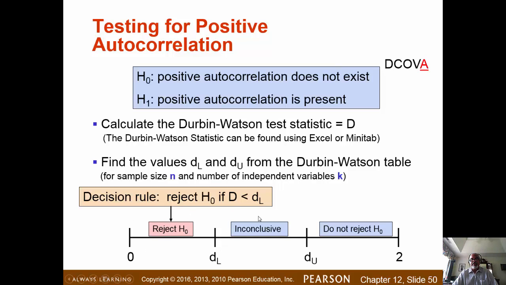If D is in this range, then it is inconclusive, and if D is in this range, then we do not reject the null hypothesis. No problem. So if D is in this range, then there is no problem of autocorrelation. Here we are not sure, and here we definitely have a problem with autocorrelation. So now let's compute these values in Excel.